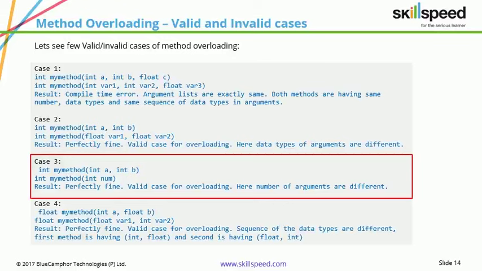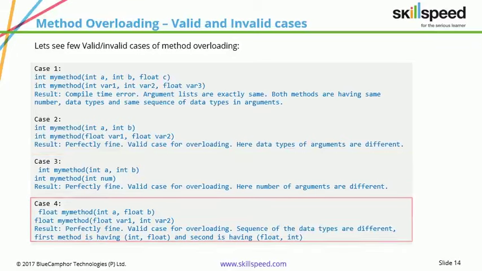Let us consider case 3. Int myMethod(int a, int b) has two parameters, and int myMethod(int num) has only a single parameter. This is also perfectly fine because it's a valid case for overloading. Here the number of arguments is different.